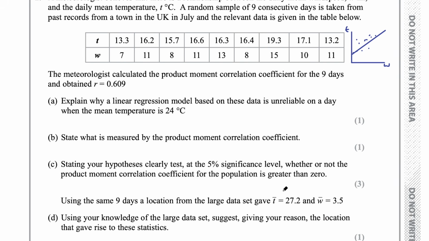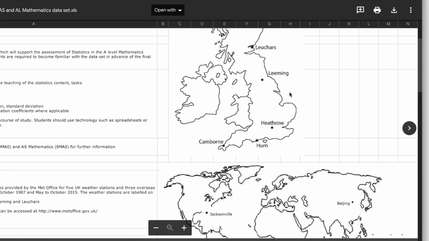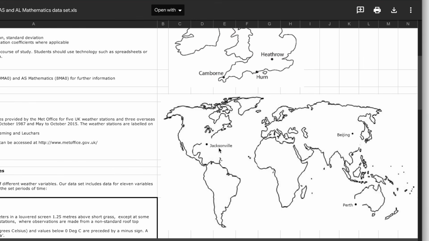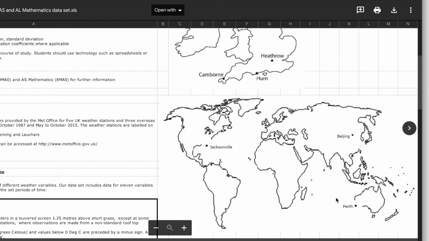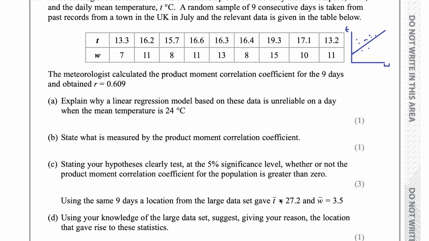And Jacksonville is a port city. So if you remember that map, I'll pull the map up quickly. So remember, this is the map from the large data set. These are the 5 locations in the UK, and these are the 3 outside of the UK. I've already eliminated Perth. Jacksonville is a port city, and Beijing is an inland city. So I'm going to get rid of this now. That's enough reminders. But keeping in mind what would happen in a port city, the wind would be stronger. So due to this low wind speed, I'd suggest this data probably belongs to Beijing.